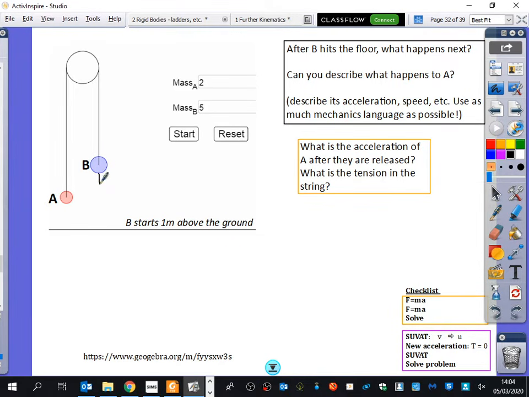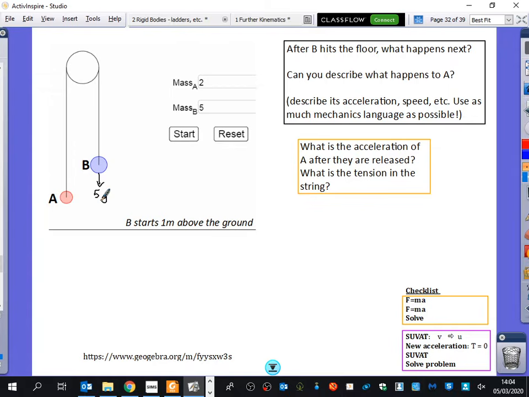Now, we know that the mass of B is 5, so its weight is 5g. And the mass of A is 2, so it has a weight of 2g. We know that there's tension here, and we know that there's tension here. And we know that this one is going to accelerate downwards. This one is going to accelerate upwards. So I can go a little bit faster because we've already done one of these examples so far. And my checklist says, do F equals ma, and solve. Because I'm going to have to do an equation of motion, and then somehow I'm going to solve them.